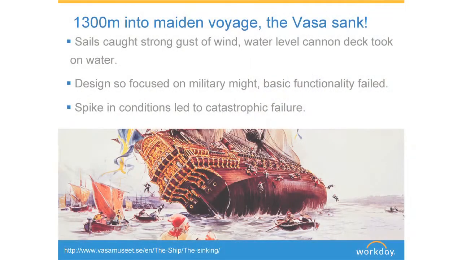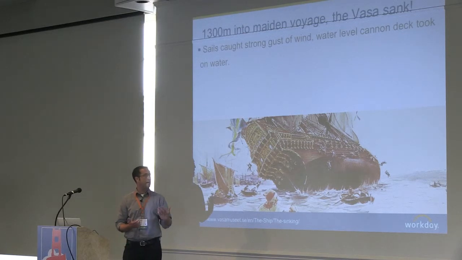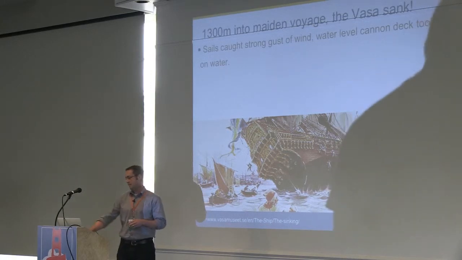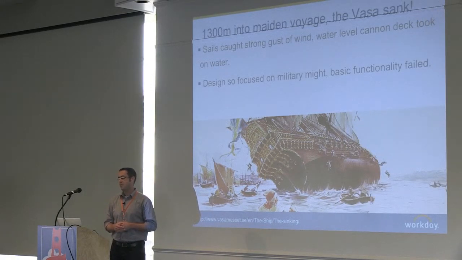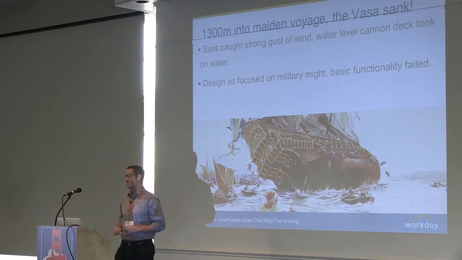But unfortunately, shipbuilding and architecture was an imprecise science at the time. People had a rough sense for what to do, but they didn't have a precise model. So rather unfortunately for this ship, 1,300 meters into its maiden voyage, the Vasa sank. So what happened here? The sails caught a strong gust of wind, and these water level cannon decks, this innovation, were open as the ship was leaving the harbor, and they began to take on water. And that was the end of it. So this design that was so focused on military might eluded the basic functionality, which is that your ship needs to stay above water.